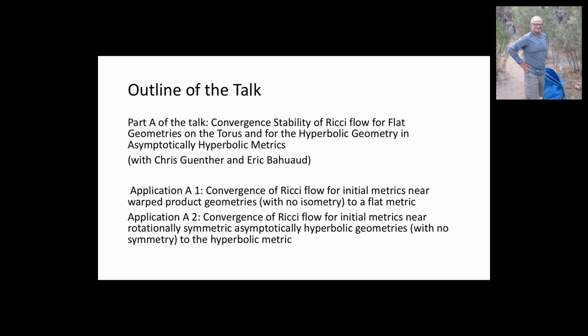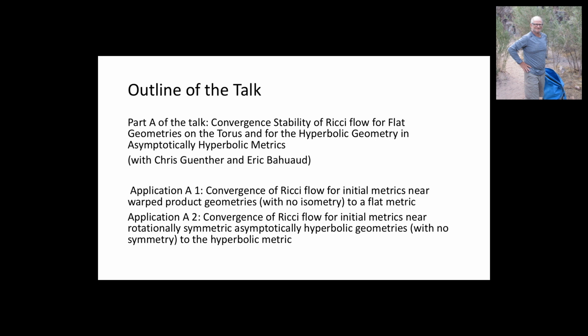So the talk I want to give today involves two very different parts. The first part, which I call part A, involves what we call convergence stability of Ricci flow. And this is both for flat geometries on the torus and also for hyperbolic geometries in the set of asymptotically hyperbolic metrics. So I'll first talk about that result. And this is work I did with Chris Guenther and Eric Bahuaud.